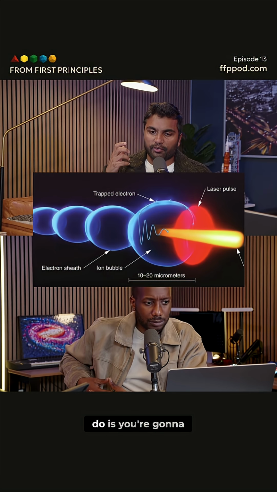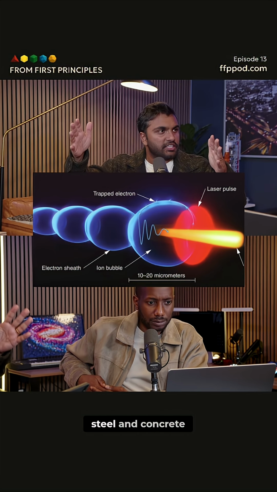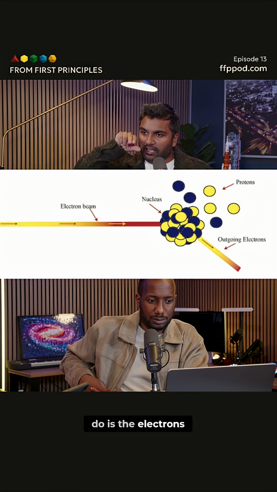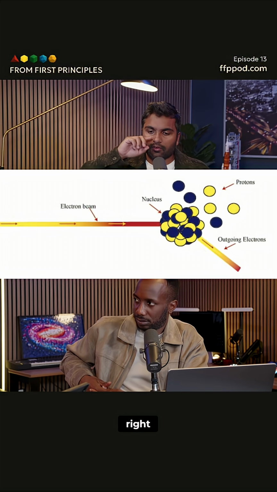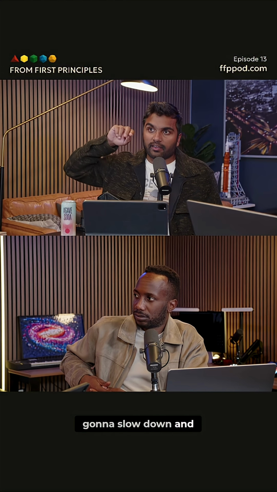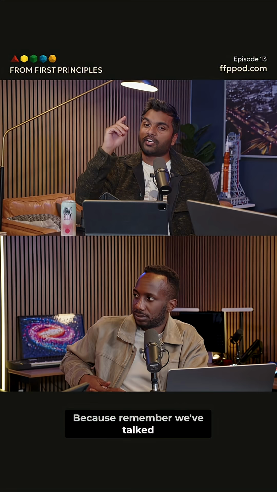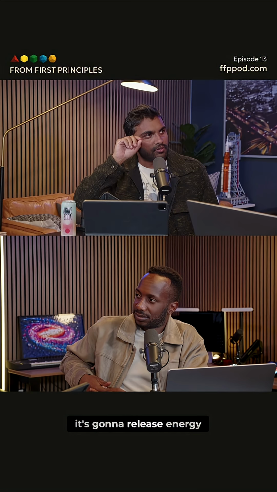Now what you're going to do is dump that beam into a giant block of lead, steel, and concrete, okay? And what that's going to do is the electrons are then going to interact with these heavy nuclei. Lead is a very heavy nucleus, right? And as it interacts, the electrons are going to slow down, creating radiation. Because remember, we've talked about this a lot. If a charged particle accelerates or decelerates, it's going to release energy.